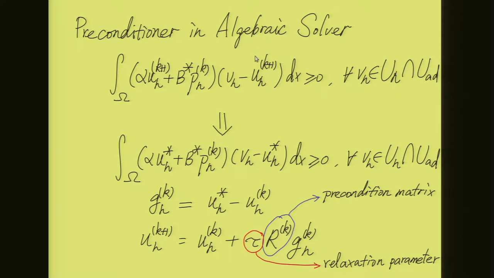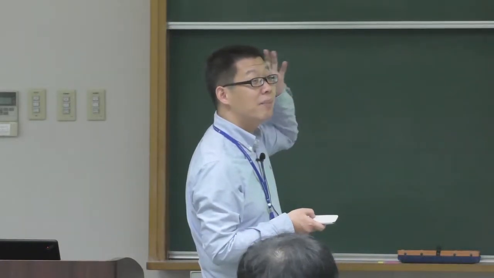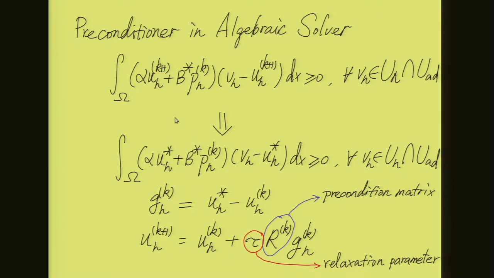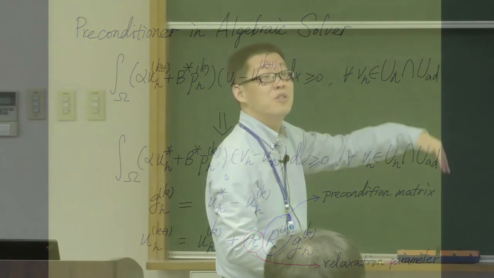The preconditioner in the algebraic solver, I do not mean the preconditioner in solving the elliptic problem. In that part, the algebraic multigrid solver is already very efficient. This preconditioner means that originally we want to solve this u^{k+1} from this variational inequality, and then we can modify this step to be the following steps. Here we solve this u_h star, and then calculate the gradient, and then we modify this gradient with a preconditioning matrix and a relaxation parameter to update the u_h^k to be this u^{k+1}. So this is where the preconditioner is plugged in.